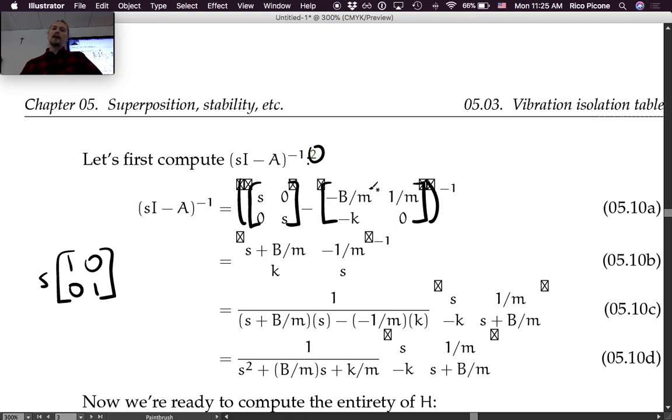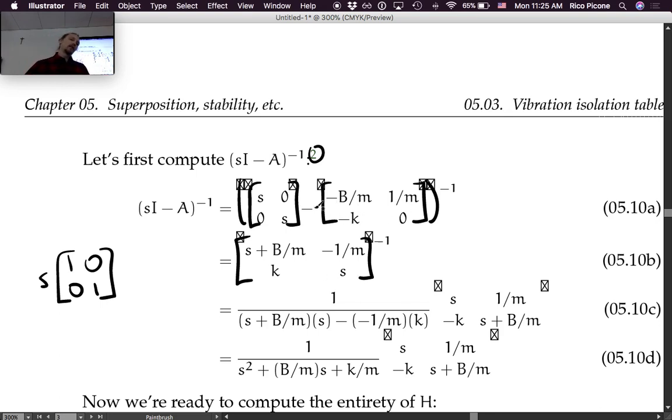And we subtract out A matrix. So we can do that first. Whenever you do addition or subtraction with matrices, it's just element-wise, right? So we do the addition and subtraction. We're going to subtract each element of A from each element of SI. So S minus negative B over M is S plus B over M. 0 minus 1 over M is negative 1 over M. 0 minus negative K is K, and S minus 0 is S.